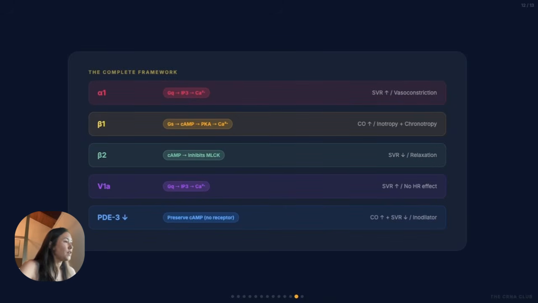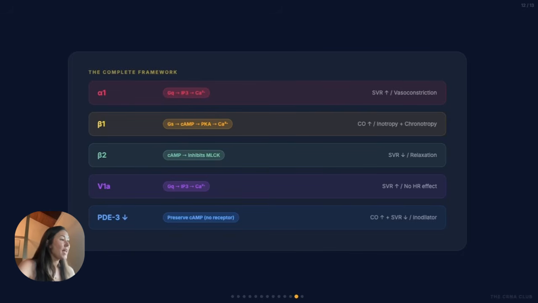Okay, so in summary, the framework, right? Alpha 1, G alpha Q protein, IP3 and DAG, calcium out of the sarcoplasmic reticulum, smooth muscle contracts, vasoconstriction, SVR goes up. Now, beta 1, it's G alpha S protein, cyclic AMP and protein kinase A, calcium into the myocardium, stronger, faster contraction, and again, cardiac output goes up. So beta 2 also raises cyclic AMP, but in smooth muscle, that inhibits kinase, right? So relaxation, bronchodilation, vasodilation. And the V1 receptor, Gq protein, same calcium cascade as alpha 1, vasoconstriction, but no heart rate effect.